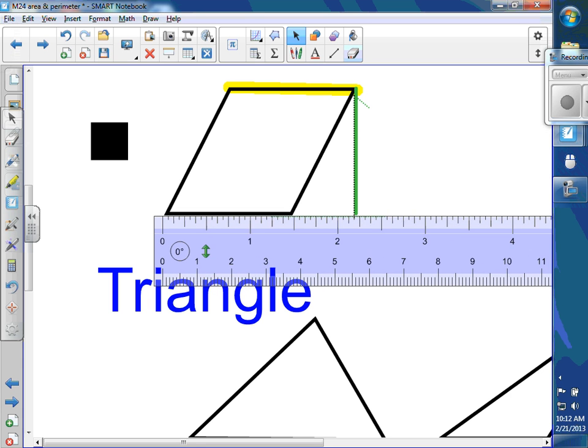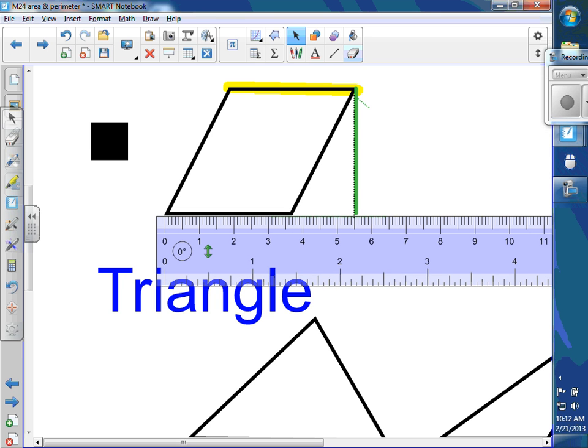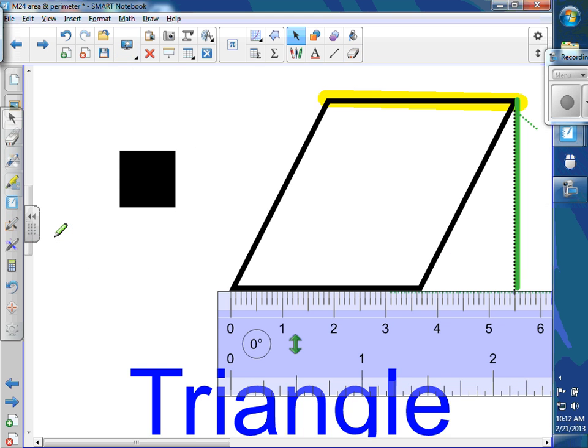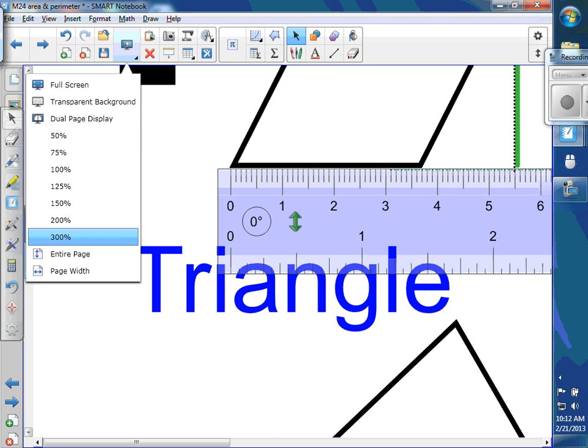Now you're going to use the metric, so I want to make sure you know that means the centimeter part. And then because the lines have thickness, today we just have to agree to do the same thing, so we're going to go from the outside of the line to the outside of the line. So the base, if we zoom in, looks like the base is about 3.7. That's right. So the base is 3.7.